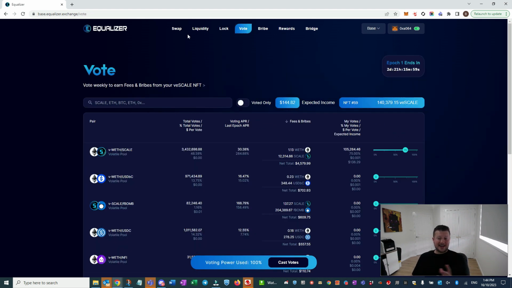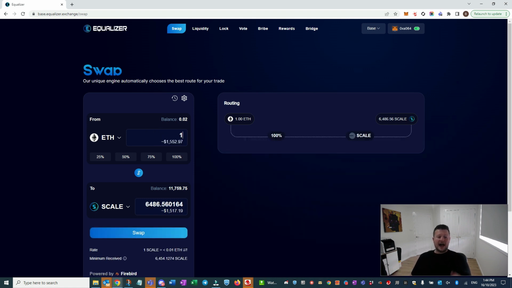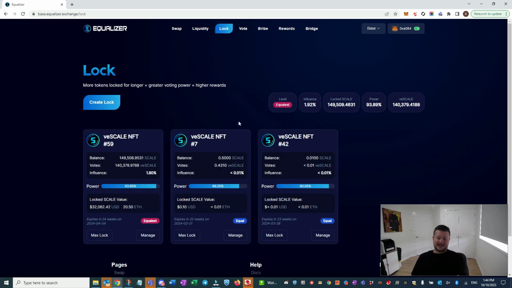So there's two ways to get it. You either earn it, or on this swap page here, you buy it. So you could come in here, purchase an Ethereum worth of scale, and then swap it, and you'll get more scale. Then you might want to lock that scale, because then you can earn all of the fees that come onto the platform.